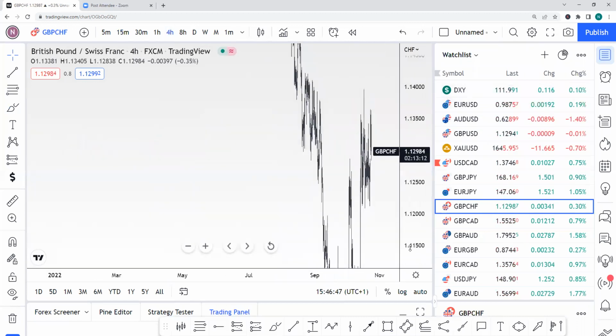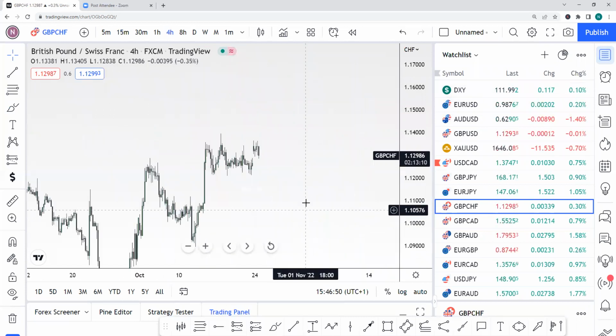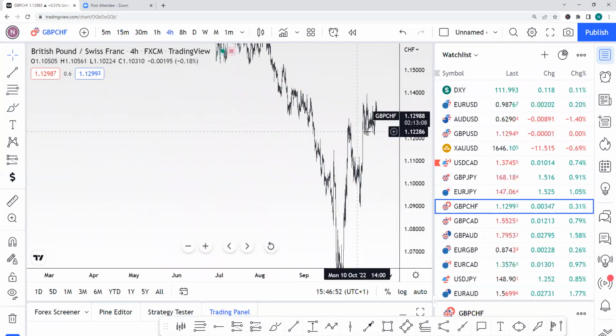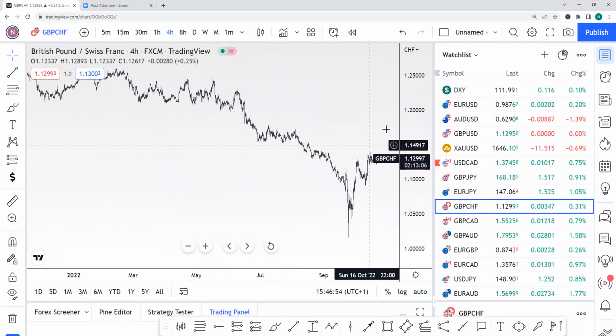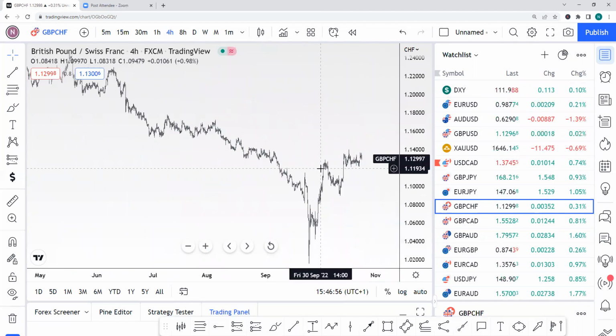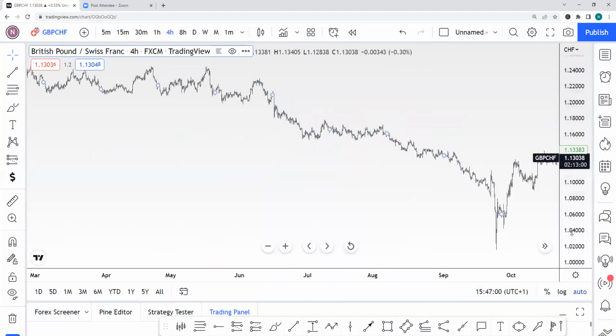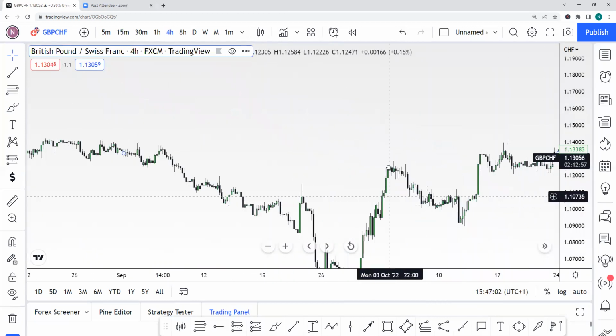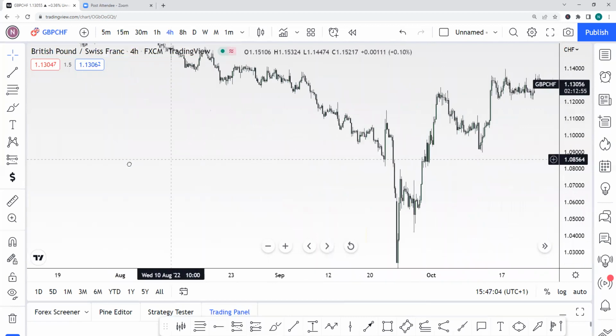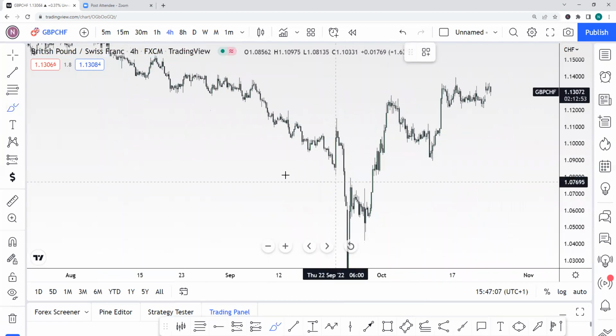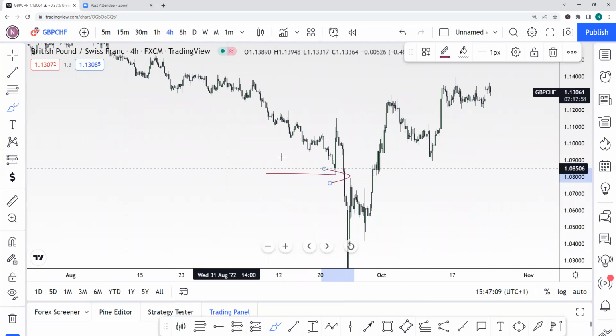GBP CHF. Okay, GBP CHF, can you see that long term is bearish, but short term is bullish? Short term is bullish. So if you look at it right here, just the same way I've been explaining to you since, first thing is to analyze the structure.